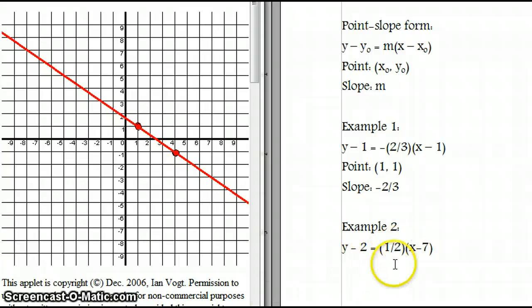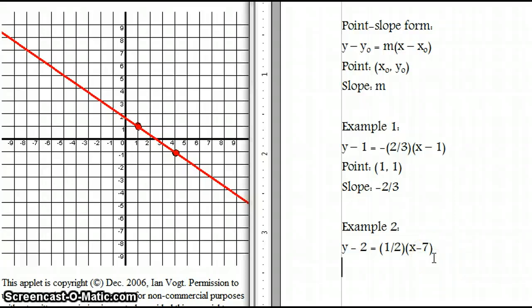Okay, now for a second example. The second example will work exactly the same way. We have to start by identifying a point, preferably the one point that makes both sides 0. And that would be 7 would make this side 0, 2 would make this side 0. So (7, 2) is one point on the graph of this equation.